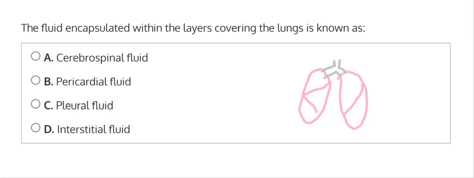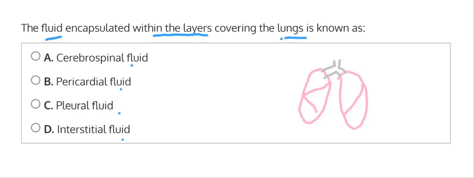Fluid encapsulated within the layers covering the lungs is known as. So we know that this question is discussing fluid that's within the lung space, the layers of the lungs. And if we look at the choices, it's describing all different types of fluid, but there's different words that we could use to help us figure out which one is related to the lungs and which ones are discussing fluid from other parts of the body.